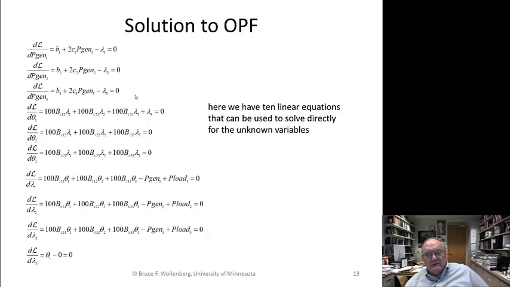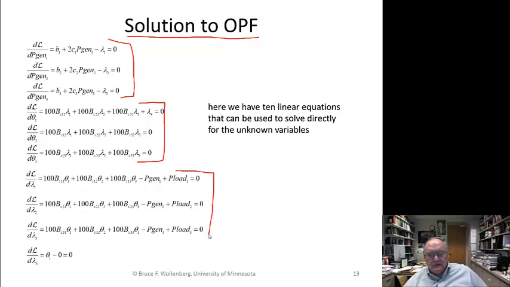So here it is. You have the solution. You start taking the derivative of the Lagrangian with respect to each generation. There it is there. The derivative with respect to each phase angle, right there. The derivative with respect to the 4 lambda variables are there. And so we have 10 variables and we have 10 equations to solve them, and they're all linear equations.